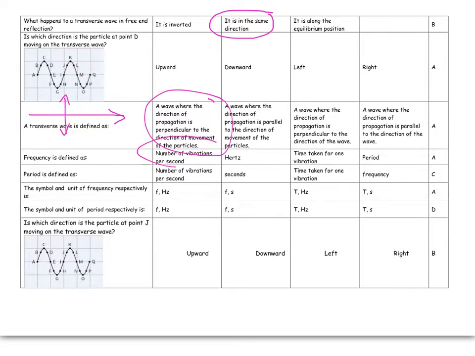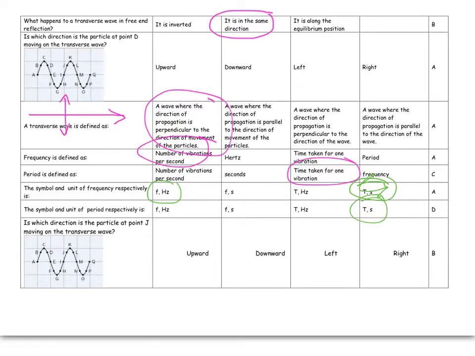Frequency is the number of vibrations per second. Period is the time taken for one vibration. You just need to know those definitions. The symbol and the unit of frequency are: frequency is F and Hz is hertz, and for period, capital T and is measured in seconds. Sorry, that's one line down. So T in seconds over there.